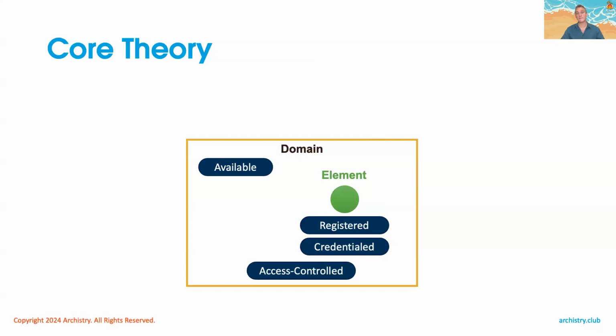But we know we have some elements that meet our criteria, they're under our control, and we can ensure that they're available because we've registered and credentialed them, and we've established a boundary around them that we are actively trying to maintain from an access control perspective. That means we mediate who can interact with our elements, and it also means we mediate which elements can be part of our domain.